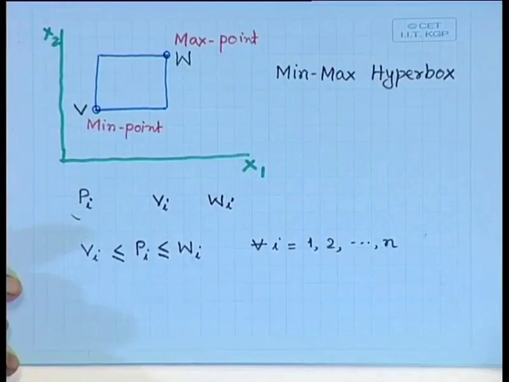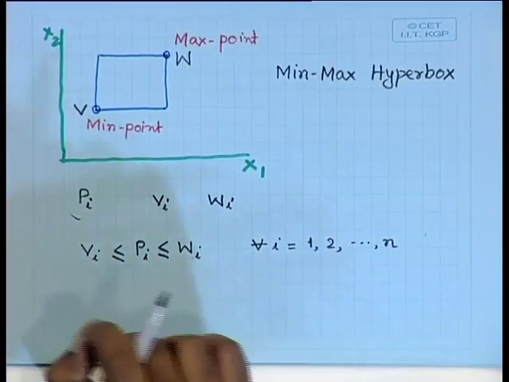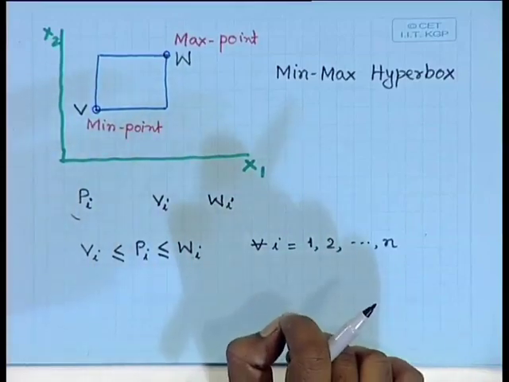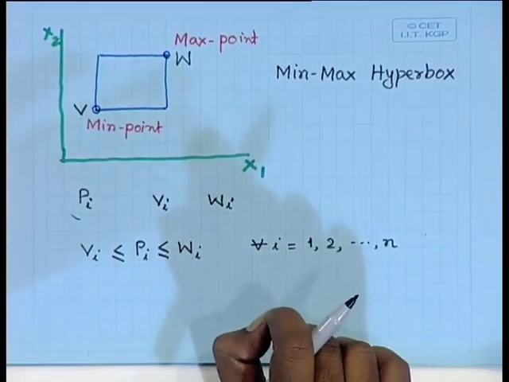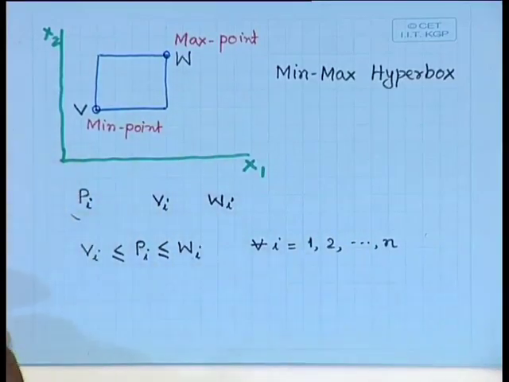So, for all the components, all values of i, P_i has to lie in between V_i and W_i. Okay. So, if it is so, then we can say that this unknown feature vector P lies within this hyperbox or min max hyperbox given by the min point V and the max point W. So, this definition itself tells you how to generate a min max hyperbox. That is, given a set of points, I want to find out a min max hyperbox which encloses all the points within that set.